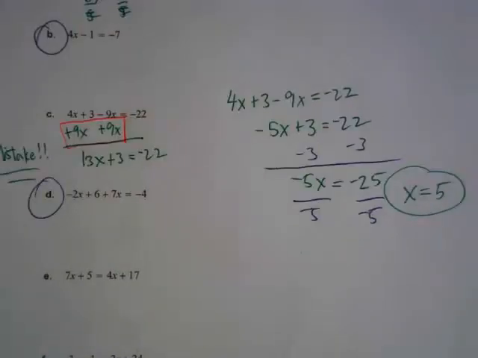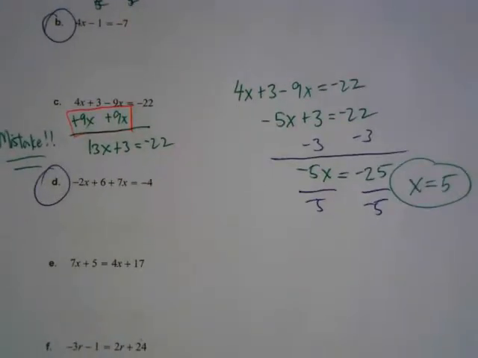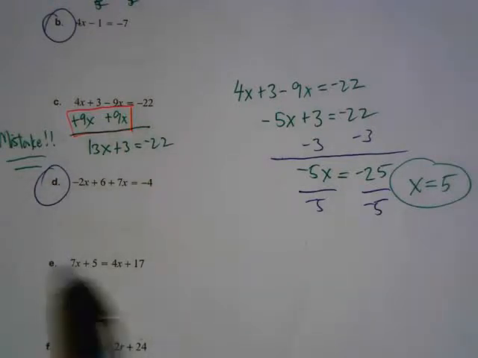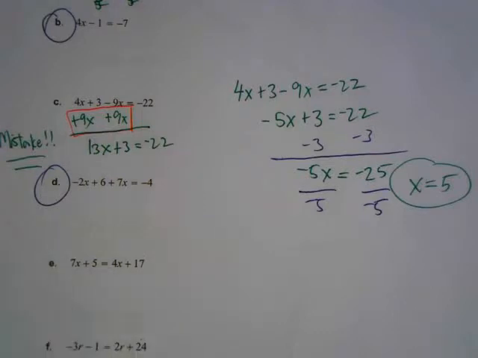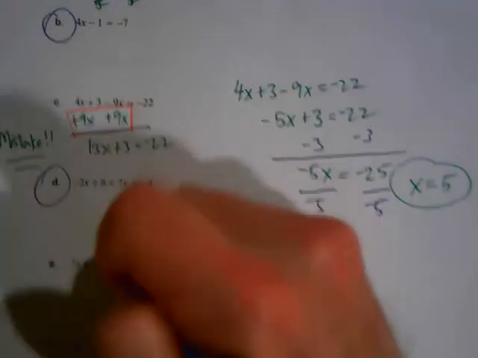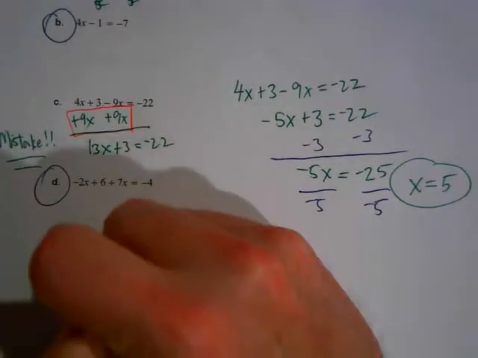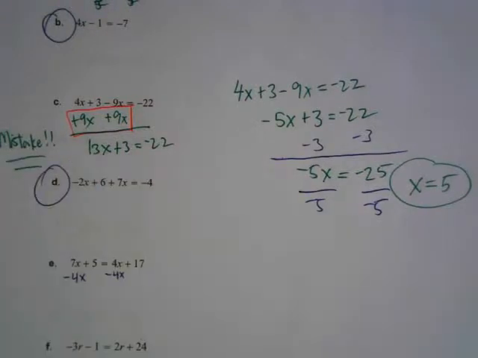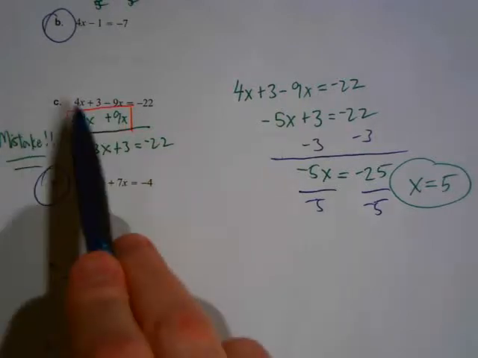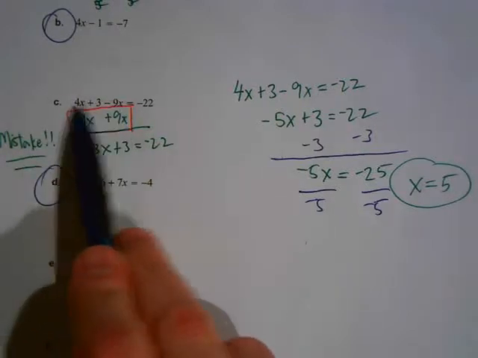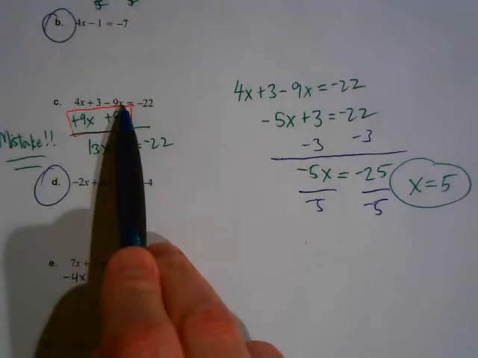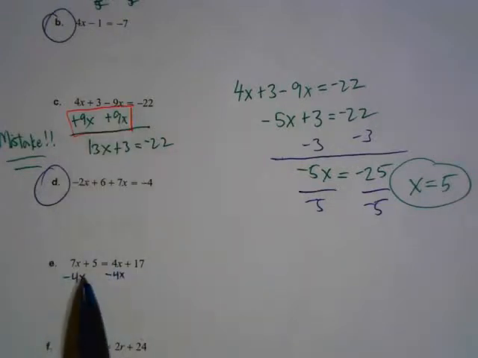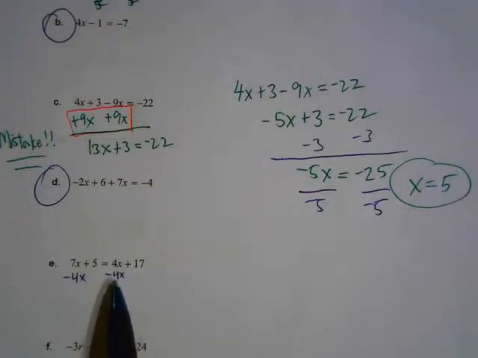E, now we do have x's on both sides of the equal. So now it is appropriate to do a minus 4x on both sides to combine those x's. So notice the huge difference here. In part C, both the x's were on the same side of the equation. We simply combine them. On part D, x's are on different sides of the equal. So we do a minus 4x on both sides.